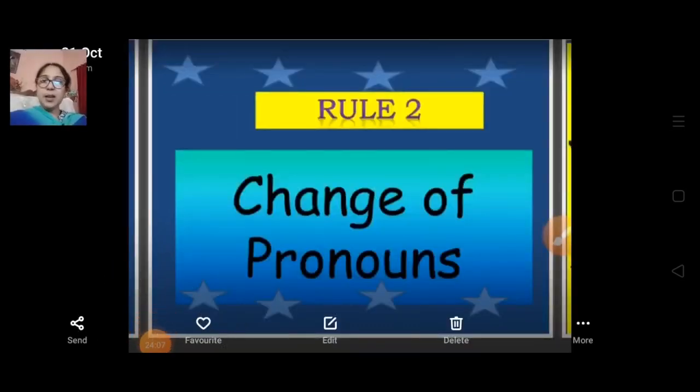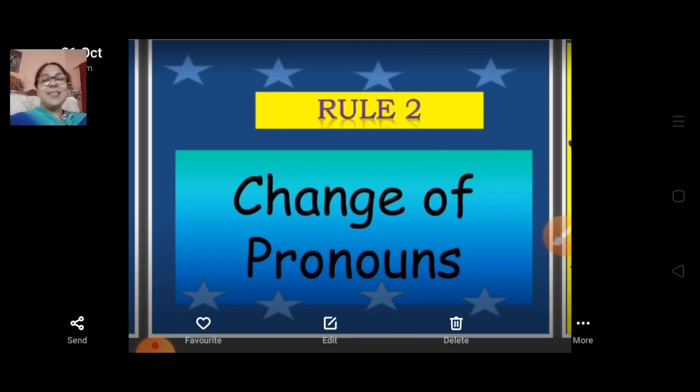Now, as we have studied the changes in tense: simple present tense becomes simple past tense in direct to indirect speech, present continuous tense will become past continuous tense, and present perfect will become past perfect tense. And we have seen the changes in the modals also: can becomes could and may becomes might. And for the future tense we have discussed that will becomes would.